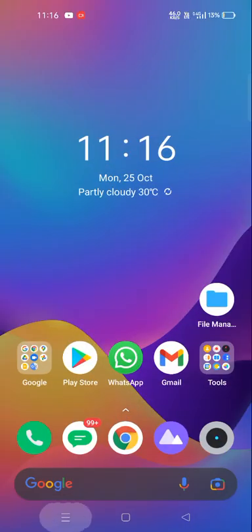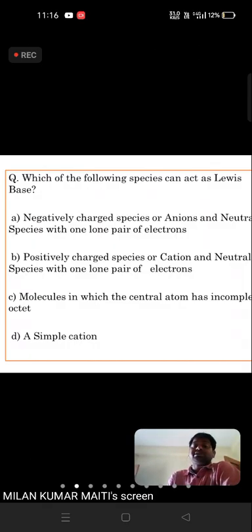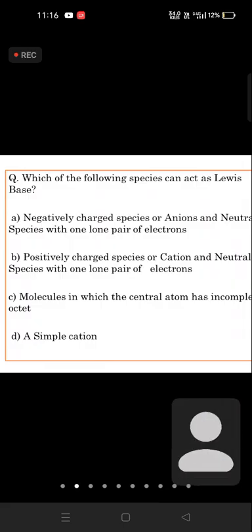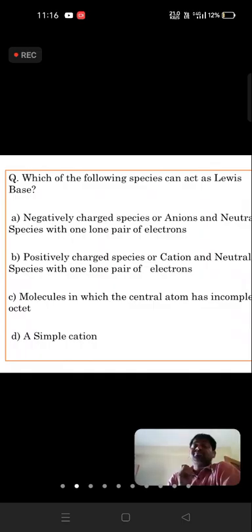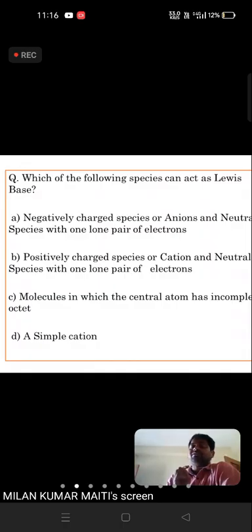Next question: which of the following species can act as a Lewis base? Which one is the correct answer? A, B, C, D. Which of the following species can act as a Lewis base? Lewis bases are negatively charged ions, or simply anions, or they may be neutral molecules containing a lone pair of electrons. That's why option 1 is the correct answer.